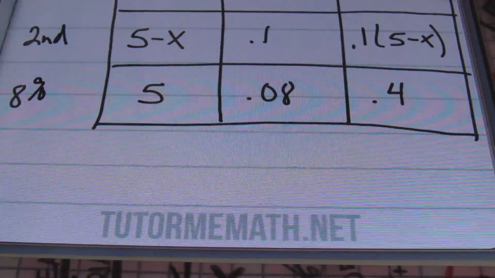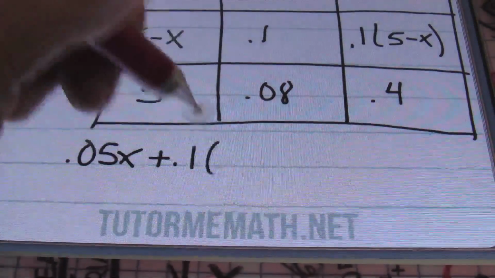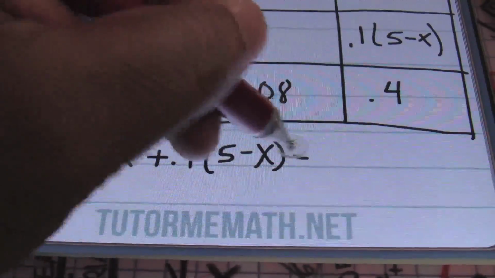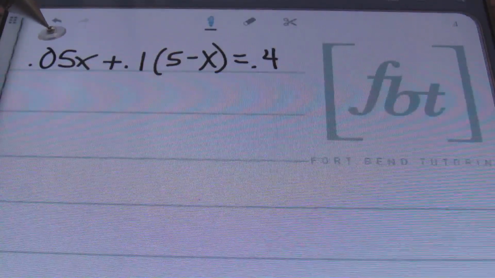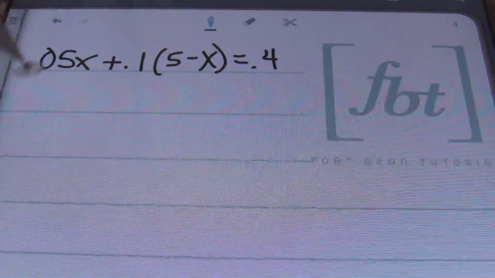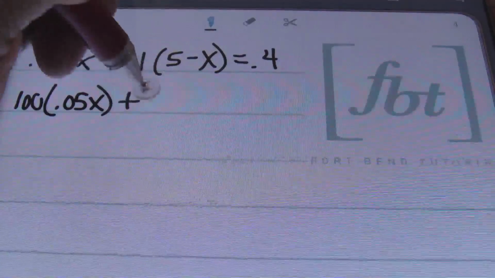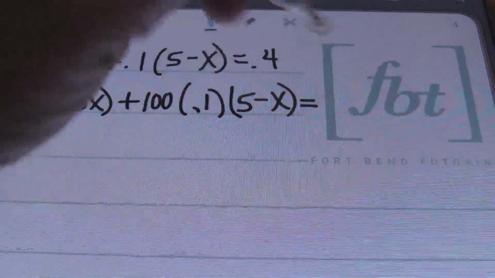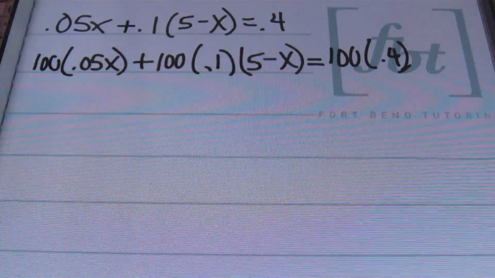So, writing out my equation, I'll end up with 5/100ths x plus 1/10 times 5 minus x will equal 4/10ths. Solving my equation, my smallest place value is the hundredths place, so I'm going to multiply each and every term by 100 in order to get rid of the decimals. So this is going to be 100 times 5/100ths x plus 100 times 1/10 times 5 minus x, and this is going to equal 100 times 4/10ths. When multiplying each term by 100, that will move the decimal 2 places to the right.